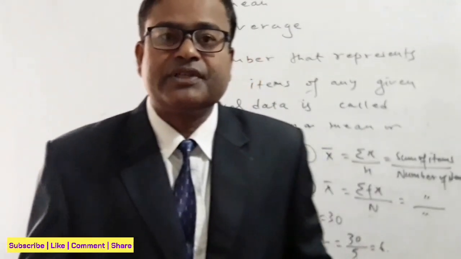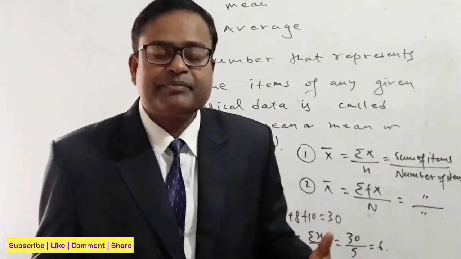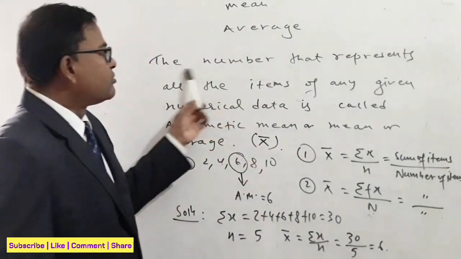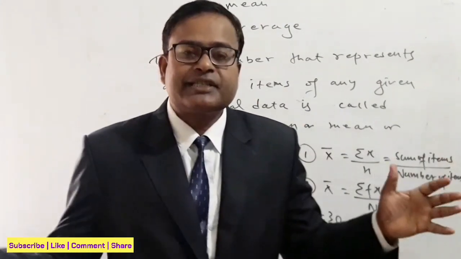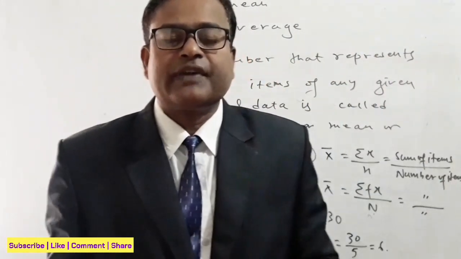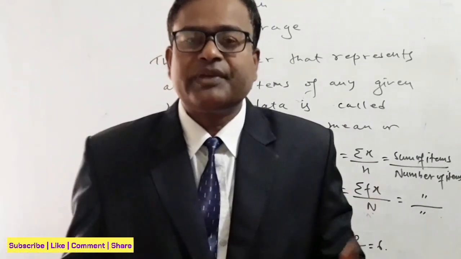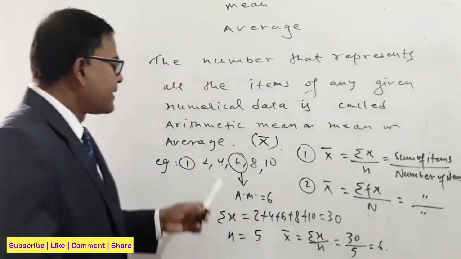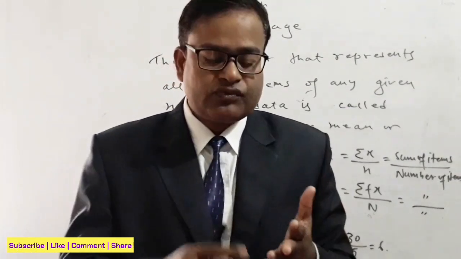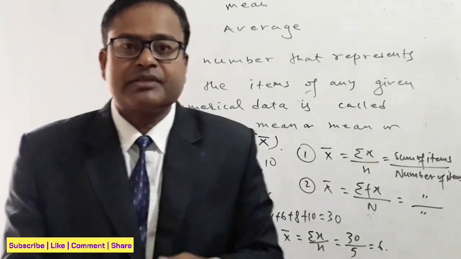So before we end this video, let's review what is called arithmetic mean, or simply we can say mean or average of any given data. So this means, if a data is given, then we find out a number. The number that represents all the items of any given data is called average, which is known as arithmetic mean, or simply we can say mean also. So dear students, we have taken an example 2, 4, 6, 8, 10. There are 5 items. Now we are going to find out a number which will represent all the items of the given data.